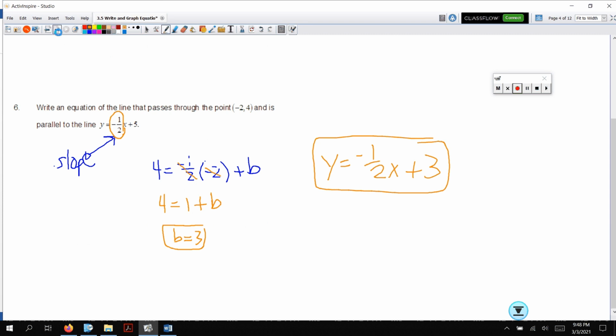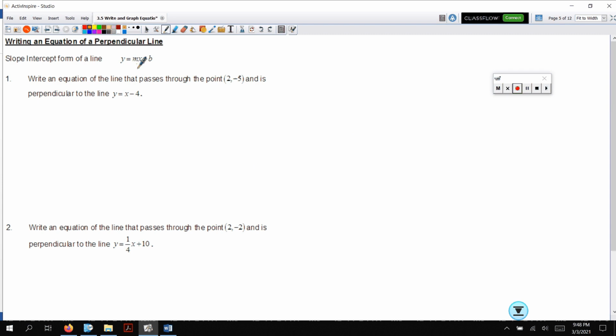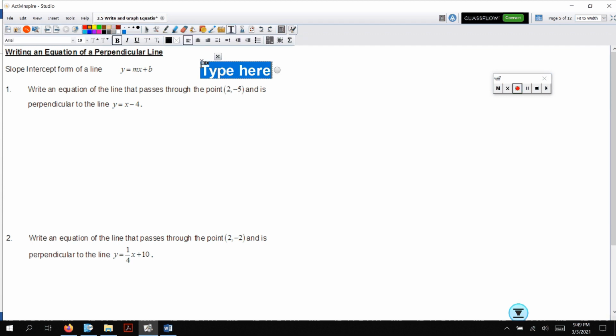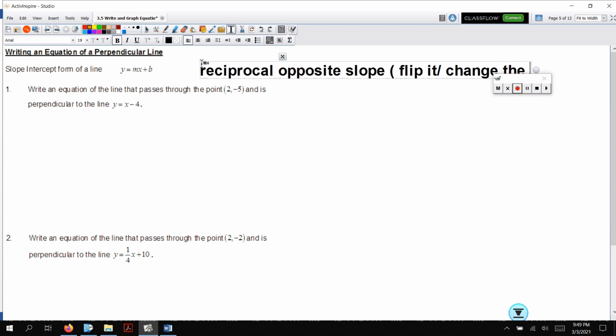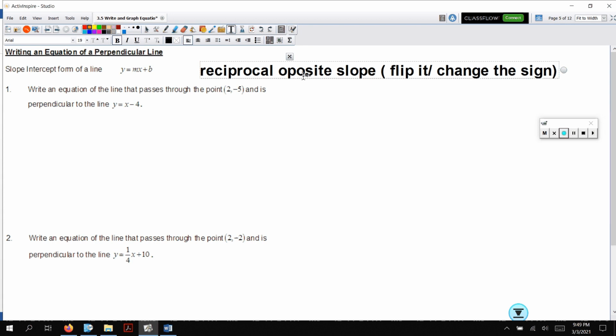All right, let's look at perpendicular lines. Remember, perpendicular lines are reciprocal opposites. So I'm going to try to type that because my handwriting is not the best. So reciprocal opposite slopes. That means flip it, change the sign. Don't forget that. You've got to flip it and change the sign. Reciprocal, it's upside down. Opposite, change the sign.